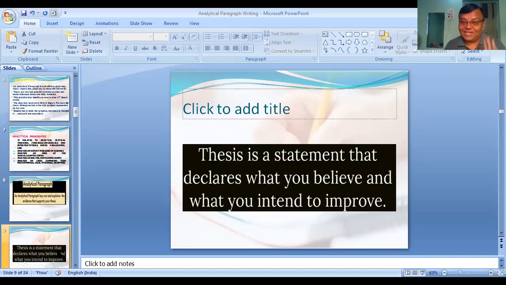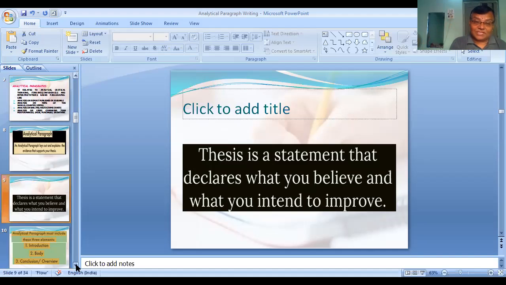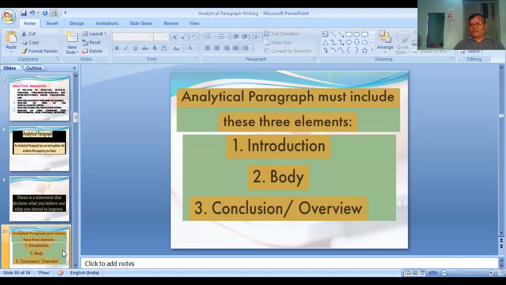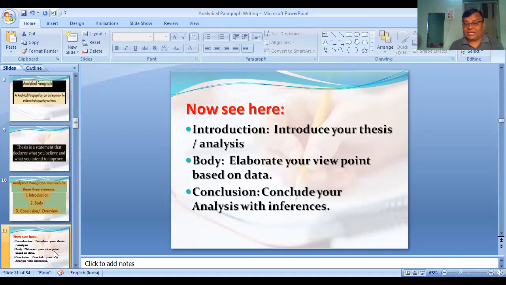You should always give viewpoints on the basis of the graph or chart available. Now, an analytical paragraph must include these elements: introduction, body, and conclusion. So, four paragraphs will come. It's very important. And the word limit is 100 to 150.